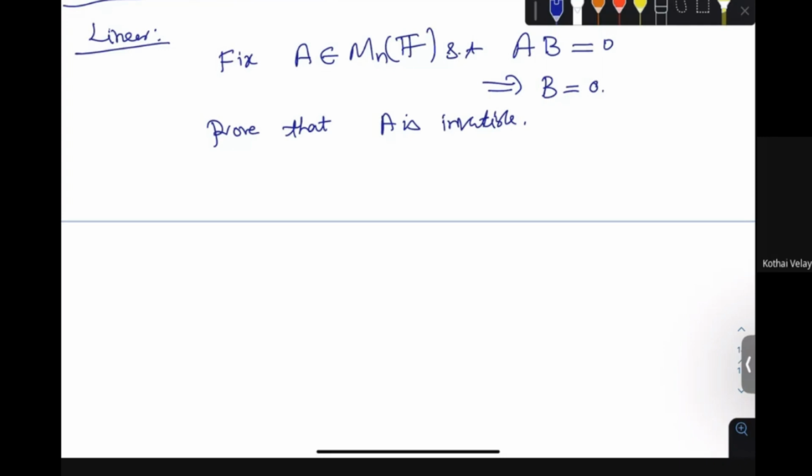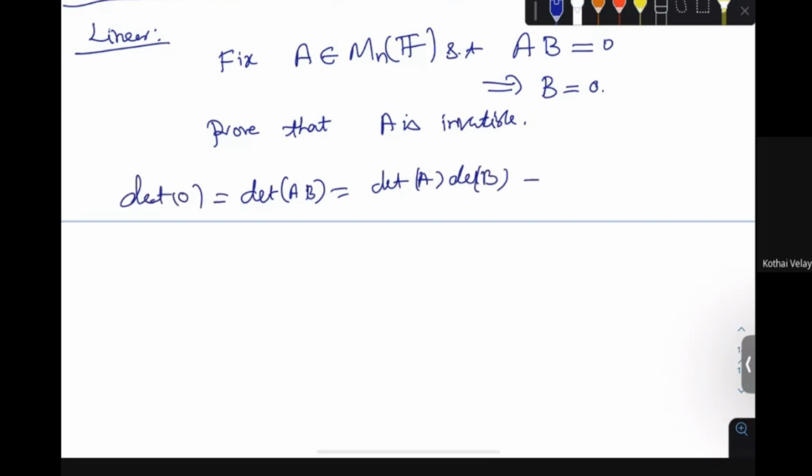Just try a guess. Can we take the determinant? Okay, very good. That's the first thing everyone should do. So take the determinant. Determinant of AB, then what do you do? That's a very good approach. That is equal to determinant A times determinant B. And you will get determinant of 0, which is 0. This shows that either det of A is 0 or det of B is 0.